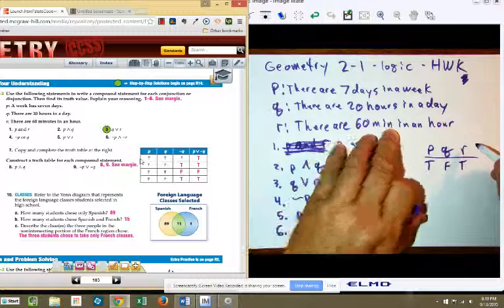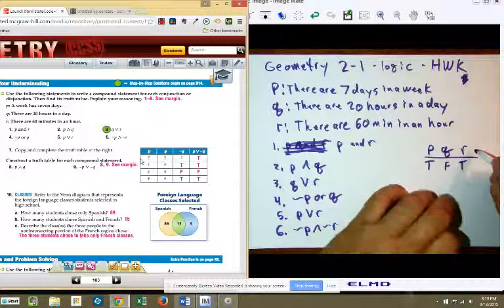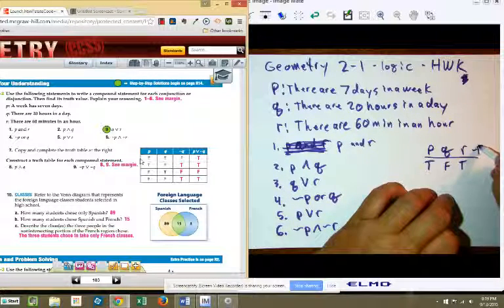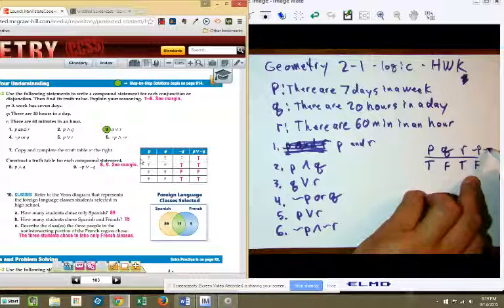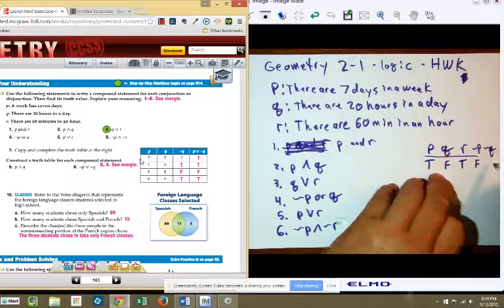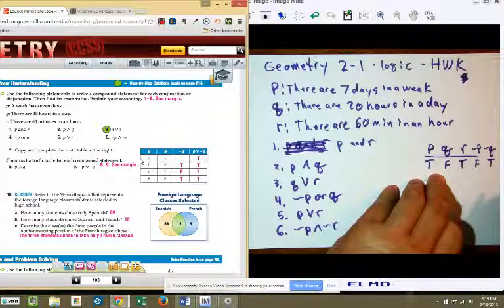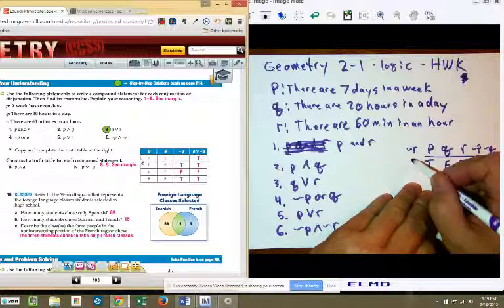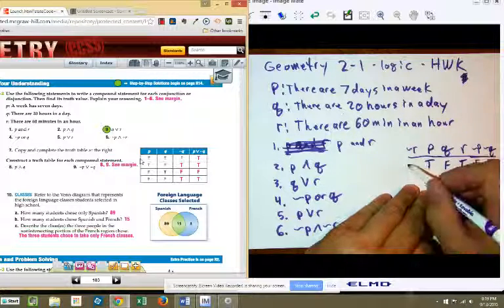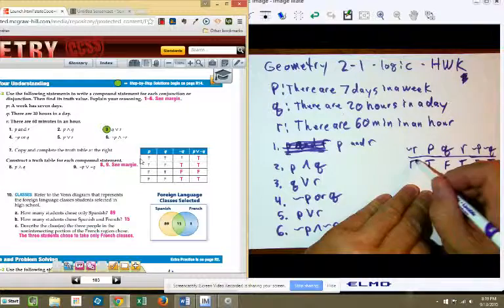But let's go a little crazier because we notice we have some nots down here. So not P, well, if this is true, then not P has to be false. Not Q, well, if Q is false, not Q has to be true. And finally, not R, since R is true, not R has to be false.